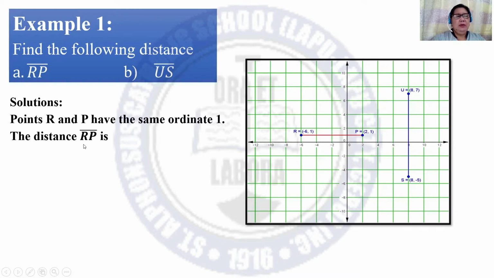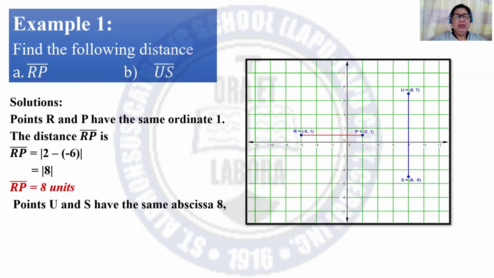The distance from R to P is equivalent to the absolute value of 2 minus negative 6, because you will take this as your x sub 1 and this is your value for x sub 2. This is equivalent to the absolute value of 8, and the distance from R to P is equivalent to 8 units.